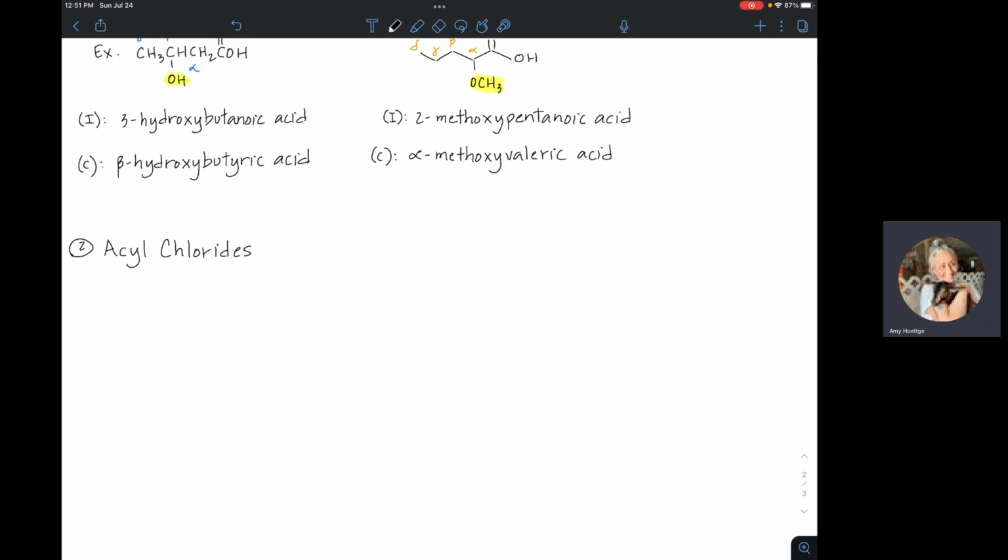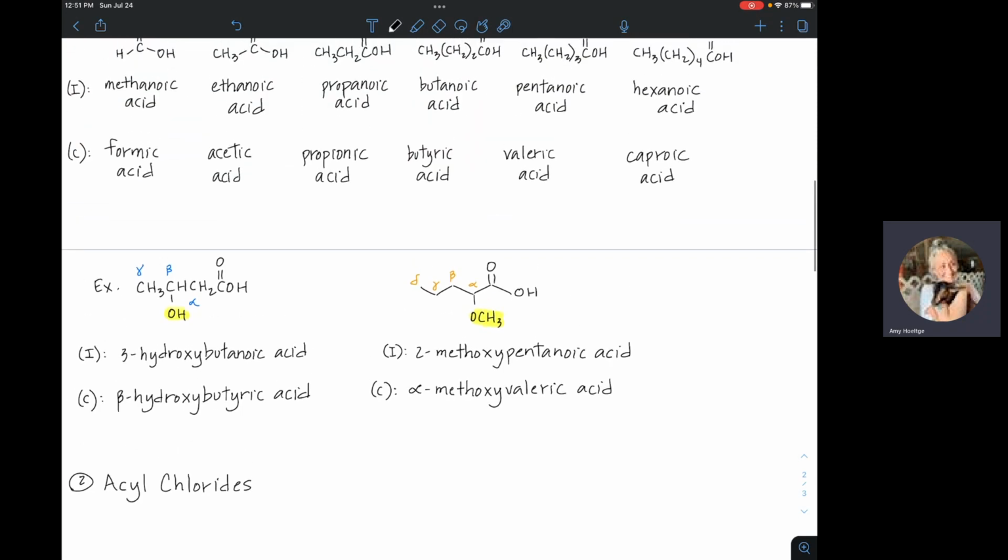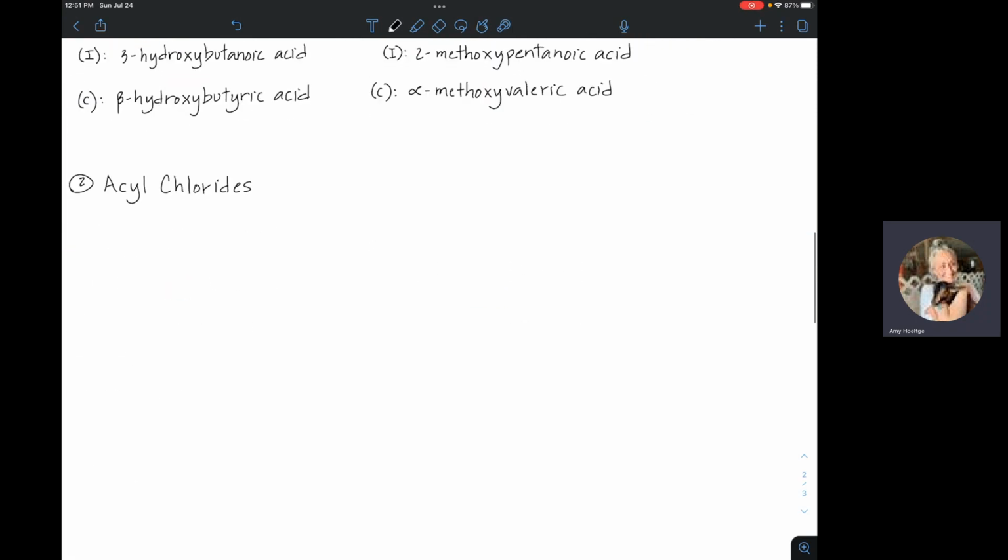Once you get the carboxylic acids down, and usually it's the common nomenclature that people end up having to memorize. Some of these names I'm sure you've heard of before: acetic acid, formic acid, right? Valeric acid, maybe. But once we get the carboxylic acid nomenclature down, anything else that we're going to name for the rest of this class is going to be easy. So essentially our acyl chlorides or acid chlorides, we're going to replace the ic acid with yl chloride.